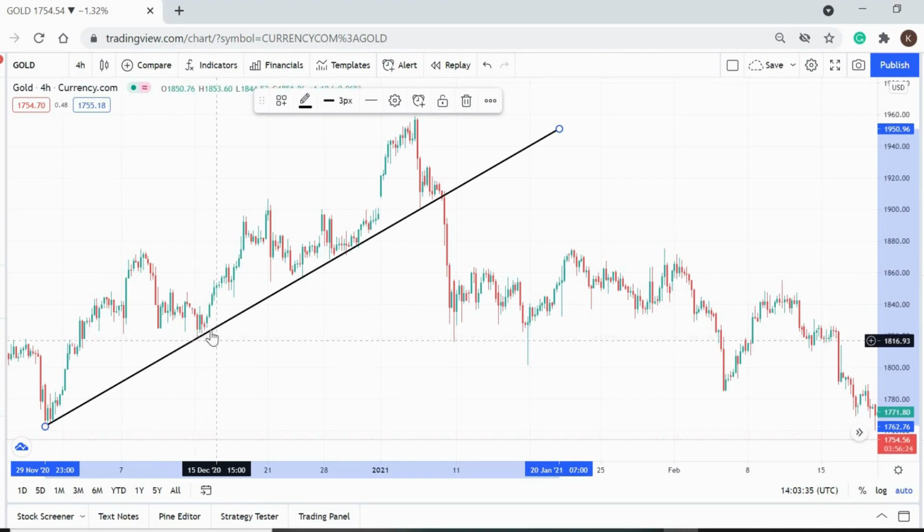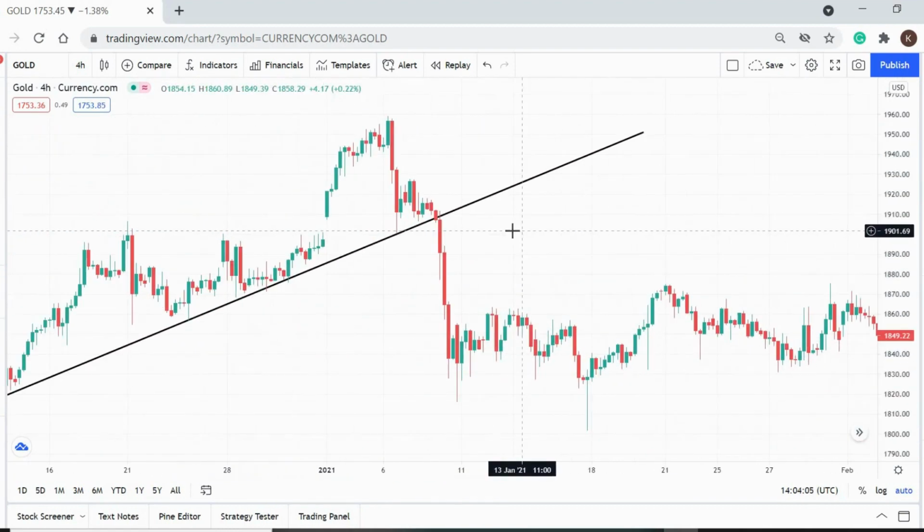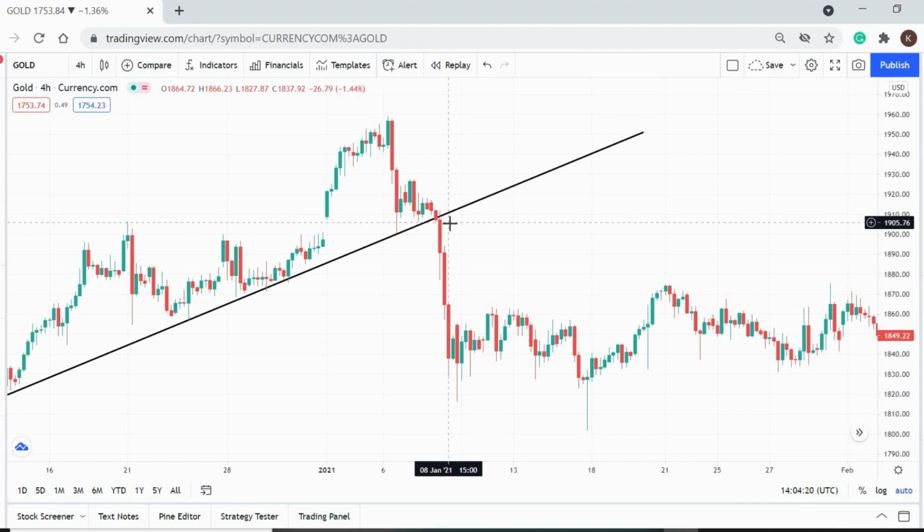But right now you can see in this area it just touched our support, our trend line, and it rebounded. You can see it did that the first time, the second, and the third. Lastly, in this area, okay, I'm zooming in, the market starts to cross and then closes below the trend line, below our support. That is a sign you must be careful.